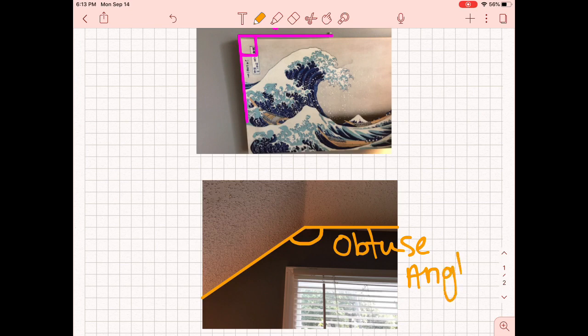So try to find 5 or 10 angles around your house. The more creative, the better. And we'll share about our angles next week that we found. And just have some fun with this project. It's going to be a blast. Make sure that any work that you do, whether it's a poster, something you draw, or pictures you take, that you submit it in the geometry folder for this week. And let me know if you have any questions.